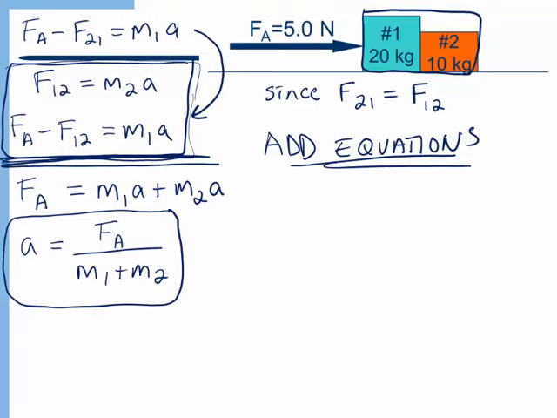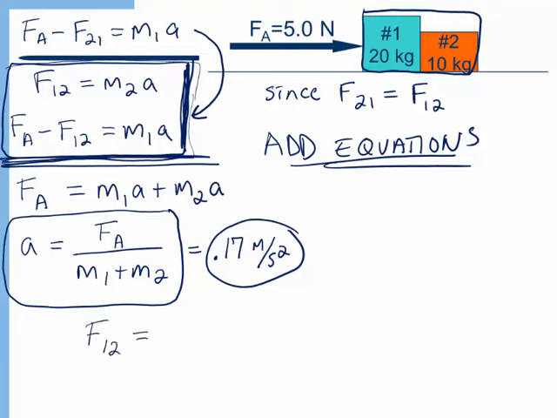I'll just let you know what you get if you plug in here. You get 0.17 meters per second squared. Now, once I have my answer for A, I can go back to either of my two equations to solve for F12. And obviously, I'm going to use the top one because it's easier. So F12, the force that object 1 exerts on object 2, is simply equal to 10 times 0.17, or 1.7 newtons.